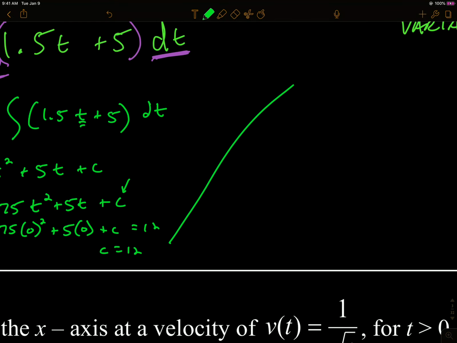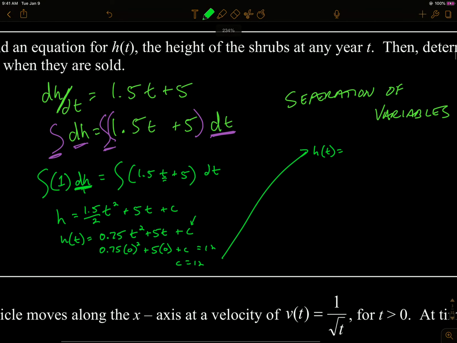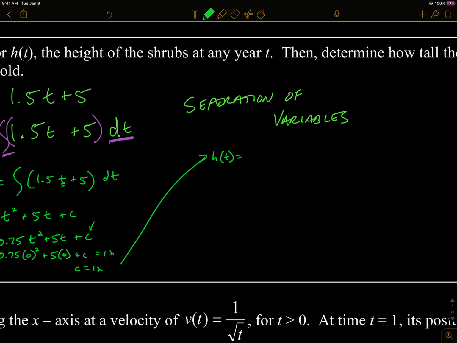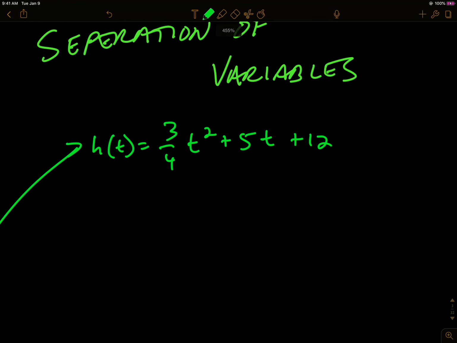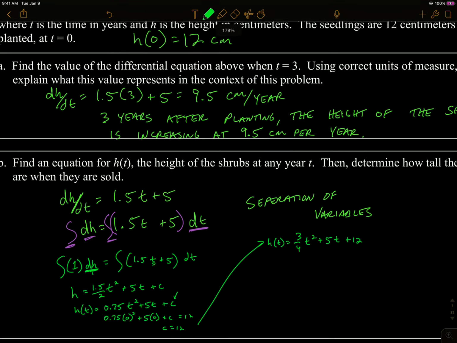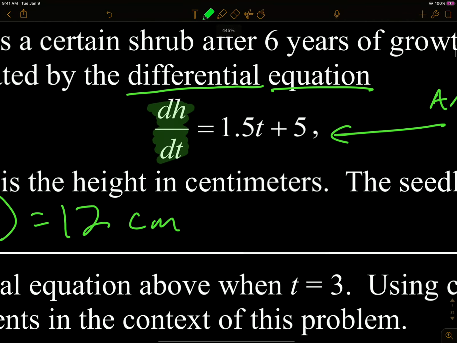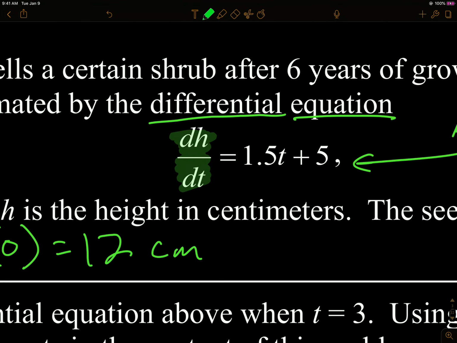So my new height function for these shrubs, I now have the function that tells me the height, not just the rate of change of height, is 3/4 t squared plus 5t plus 12. Right, so that's my height function. Given any year, it'll tell me the height of the shrub. This equation, given any year, would tell me the rate of change of the height of the shrub.